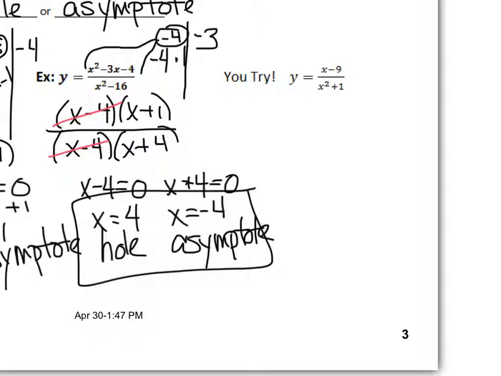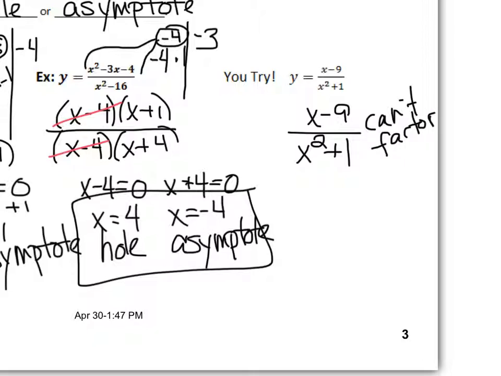So I look at my fraction, x minus 9. Well, there's nothing to factor there. And then I have x squared plus 1. Now, that's not the same as our x squared minus 16 because it's a plus instead of a minus. So I can't factor this. However, I still need to set my denominator equal to 0. So I go x squared plus 1 equals 0. Subtract 1. X squared equals -1.